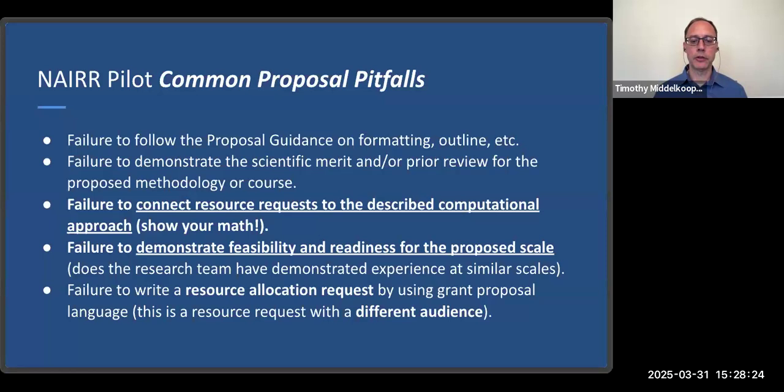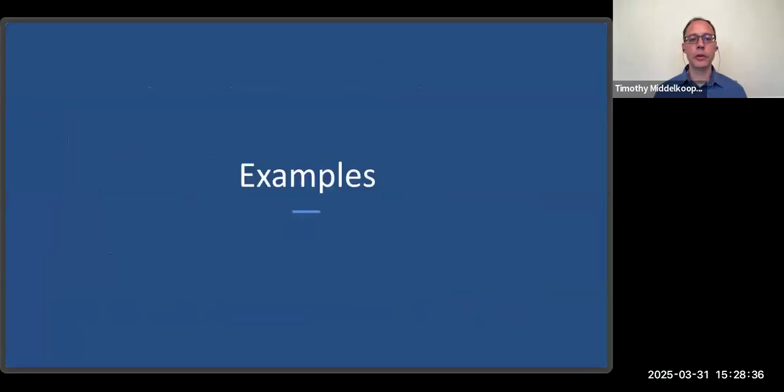Finally, another pitfall is to use the same language you would use in a research grant proposal. This will set your proposal in the wrong direction. This is a request for resources to complete a specific computation. We'll now go over some examples, some good, some not so good. The following examples are redacted or generalized sections that detail resource requirements. The NAIRR Pilot website hopes to post full exemplar proposals soon.